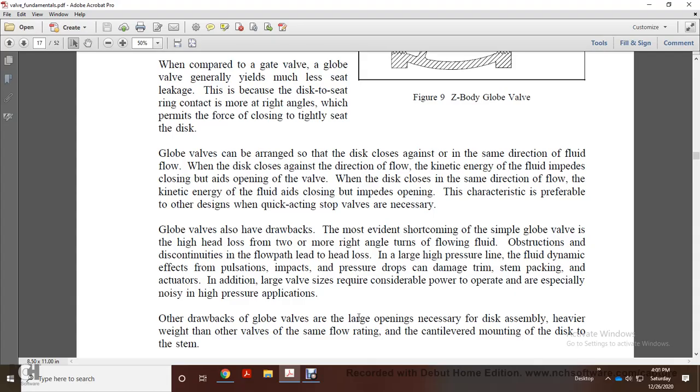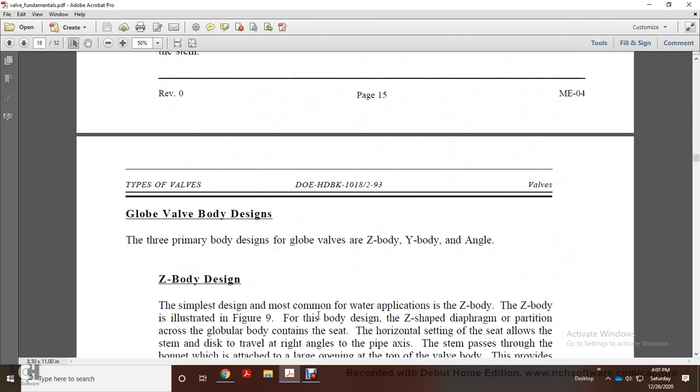Other drawbacks: globe valves need larger openings for the disc assembly, are heavier than other valves, and have a slow flow rate because of the cantilevered mounting of the disc to the stem. Your globe valve body design.